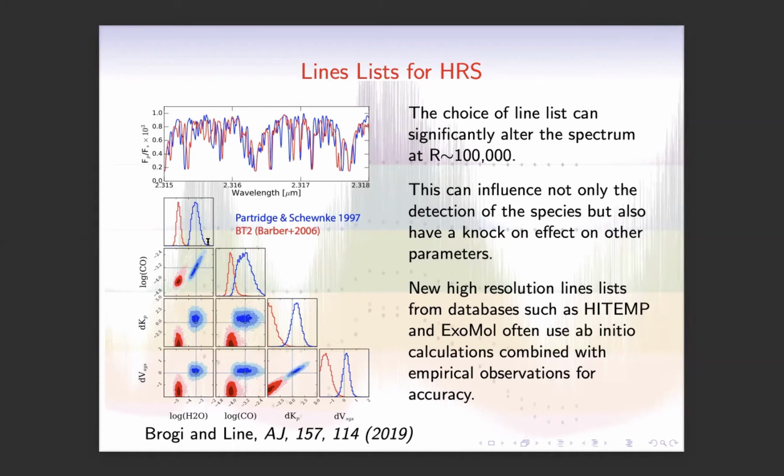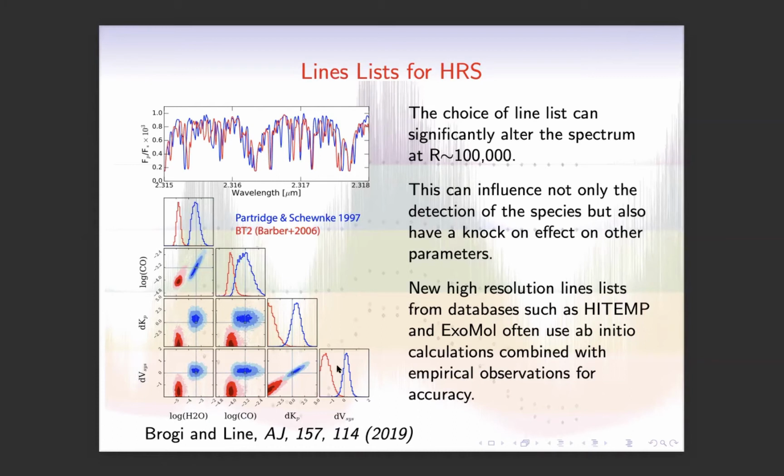So it's really important that we get these right. And in the last few years, there's been loads of work by databases like ExoMol and HITEMP that often use a combination of theoretical computation, relying on the completeness of the line list, and then empirically, experimentally measured lines to correct their positions to make them really, really accurate at high temperatures, which is what we need for our work.